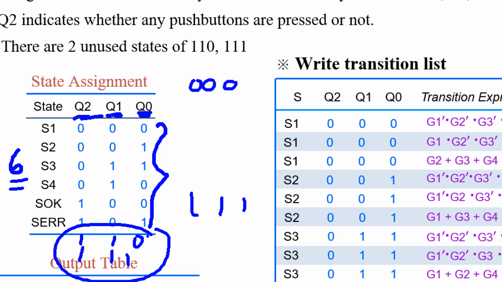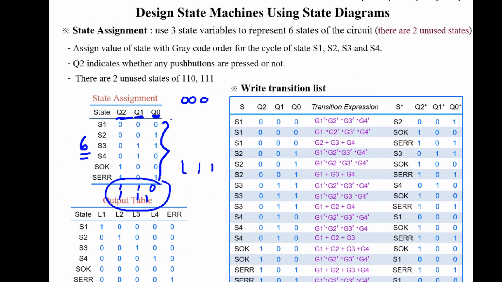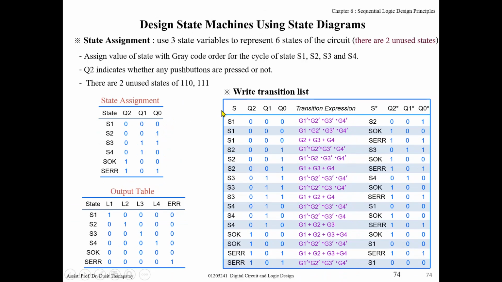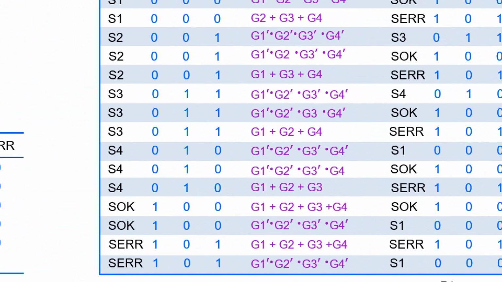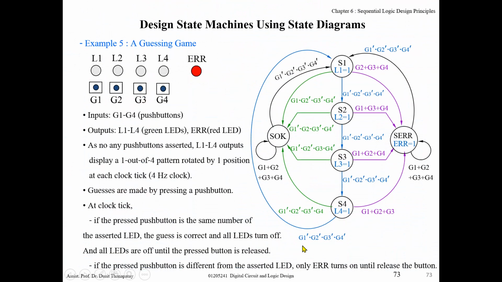The problem is, what is the next state of these 2 unused states? Namely, if I write in this state diagram, there are 2 unused states, 110 and 111. If the state machine becomes one of these unused states, when the clock ticks, what is the next state?